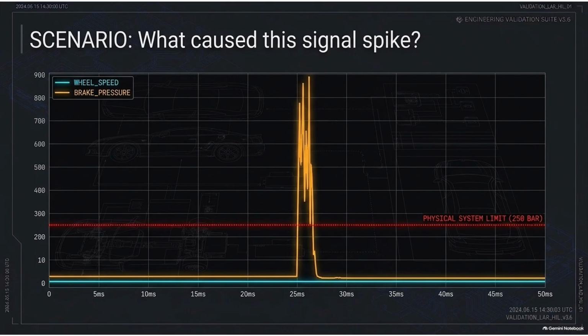Look at this orange spike in brake pressure here. It's way above the physical limit of 250 bar. Since the hardware cannot actually do that, we know we are looking at a data error, not a physical explosion.